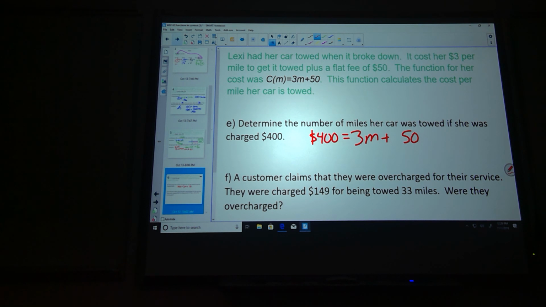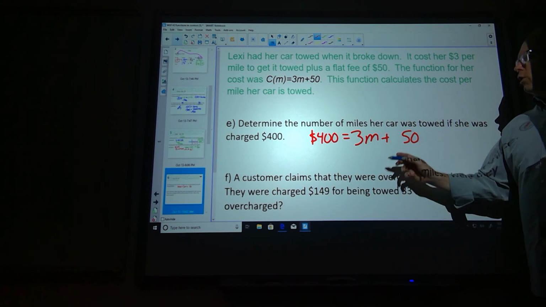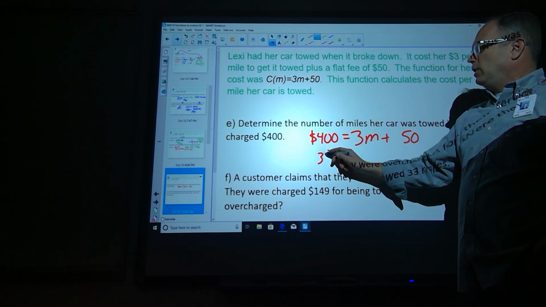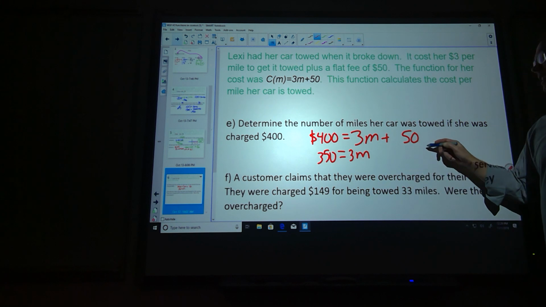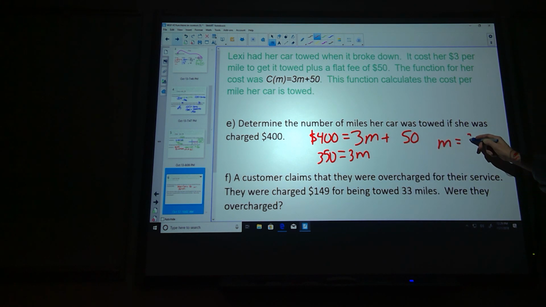Hey, how do I solve this problem? 400 equals 3m plus 50. You subtract 50 and then divide by 3. So subtract 50, so I get 350 equals 3m, right? And then Oliver, you said divide by 3? Is that what you said?